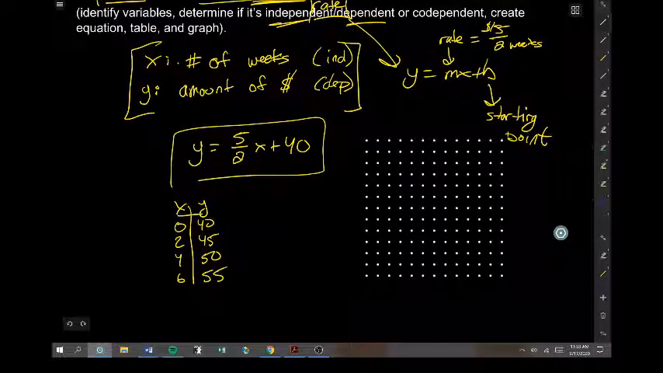So here's some nice pre-graph paper. I'm going to think about my assumptions here. Is it possible to go back in time? If I have $40 today, could that mean that 2 weeks ago I had 35?